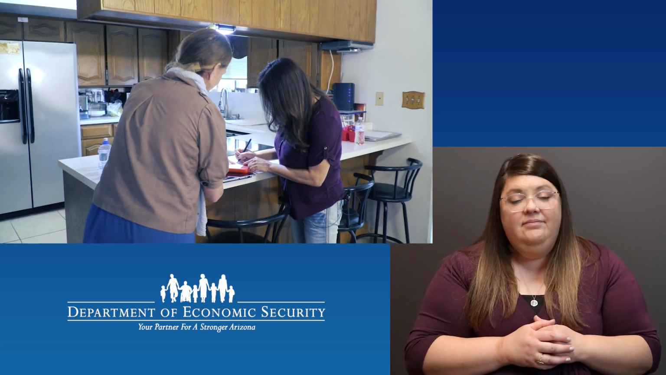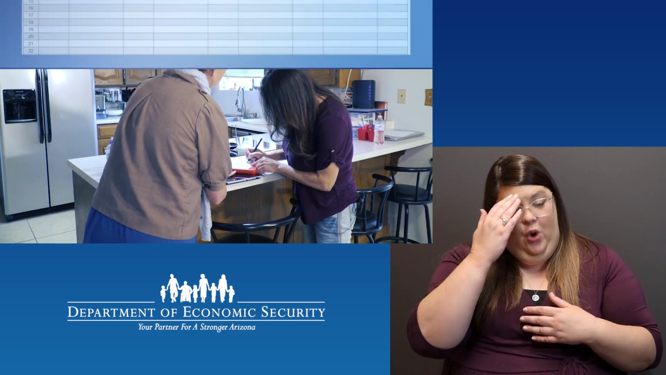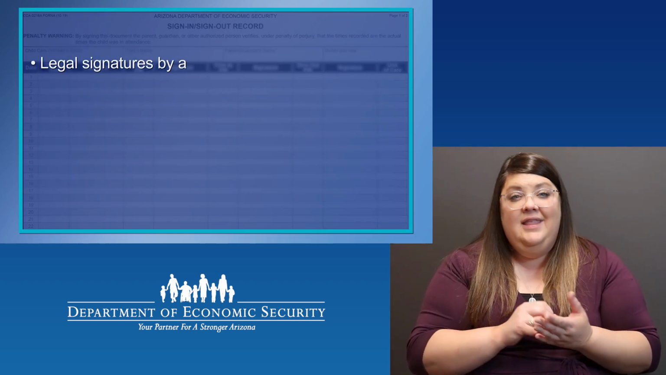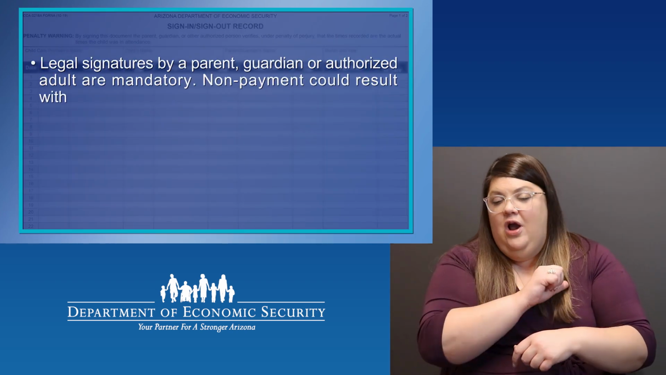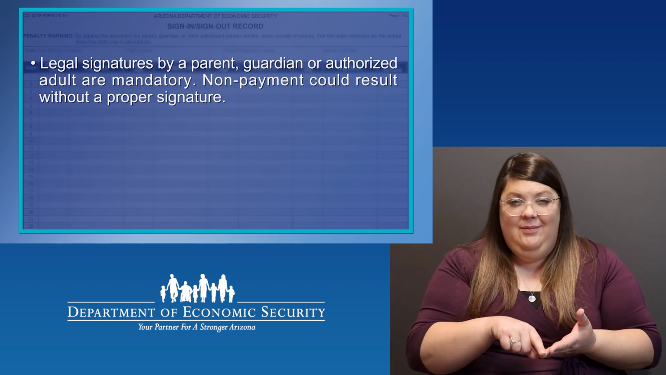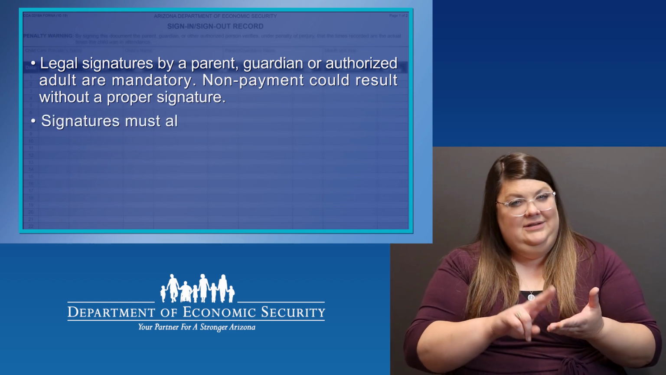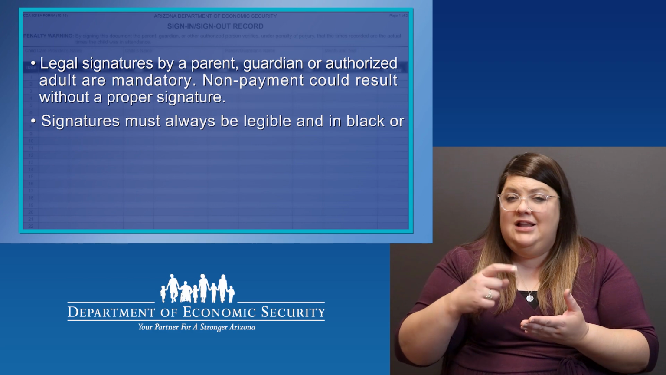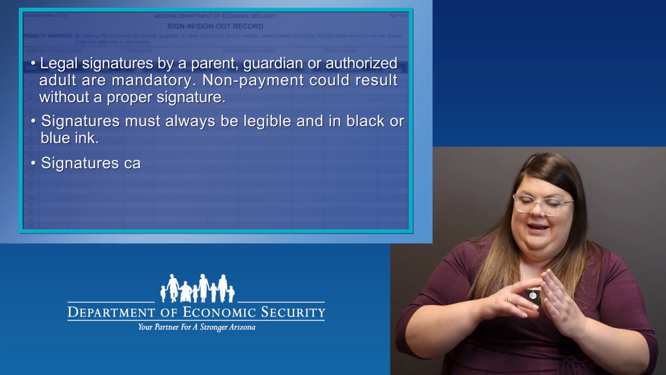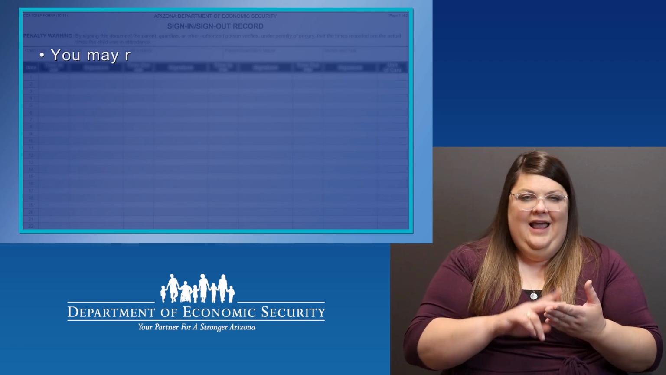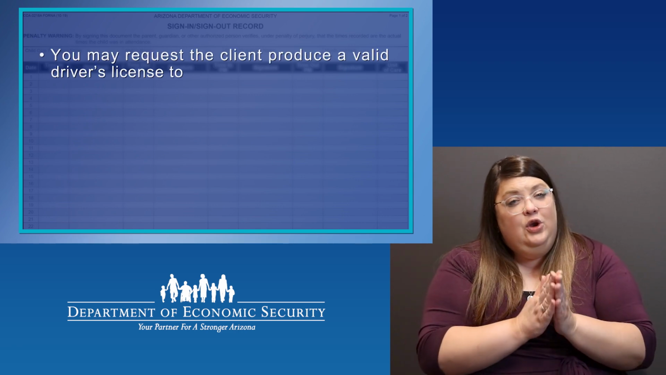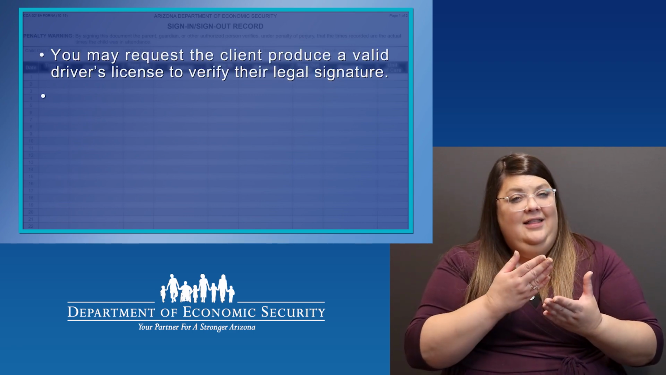Here are some things to keep in mind when filling out this form. Legal signatures by a parent, guardian, or authorized adult are mandatory. Non-payment could result without a proper signature. Signatures must always be legible and in black or blue ink, and signatures cannot be pre-signed for a date in the future. You may request the client produce a valid driver's license to verify their legal signature.